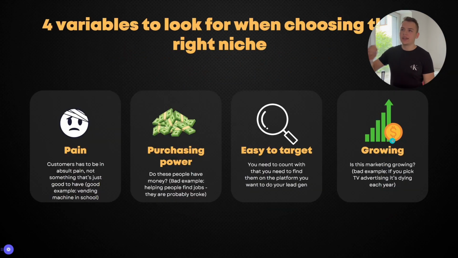So first thing, 4 variables to look for when choosing the right niche, okay? These are the most important things. And if you can just take these principles and apply them to every niche, you can back-check if it is actually a good niche, okay? So the first thing, the customers need to be in big pain, okay? Customers have to be in absolute pain, not something that's just nice to have. A good example is a vending machine in school. If you see that a lot of people are just too lazy to make their food, the vending machine is an absolute pain solver. They will just go buy their food, boom, solved pain, okay?